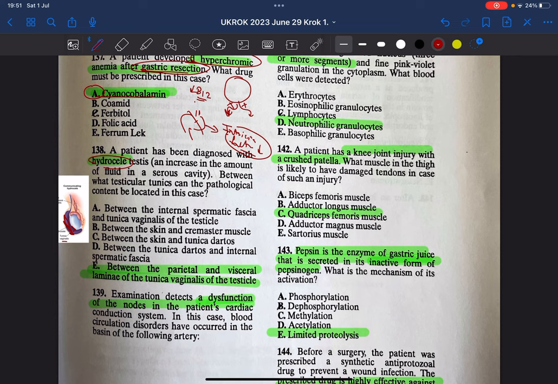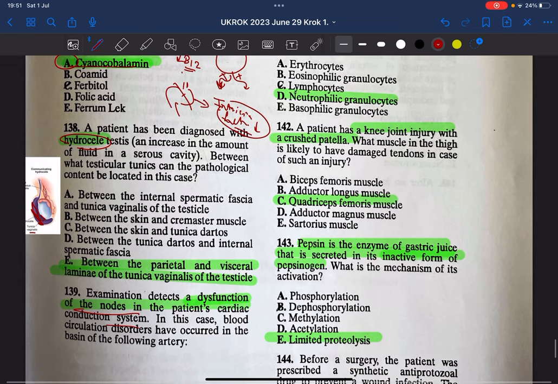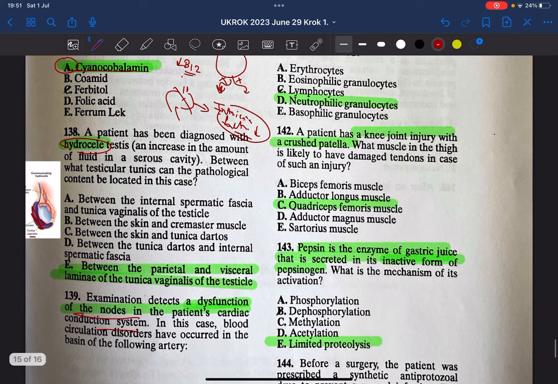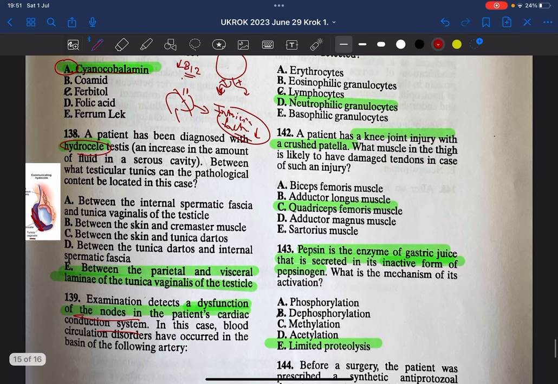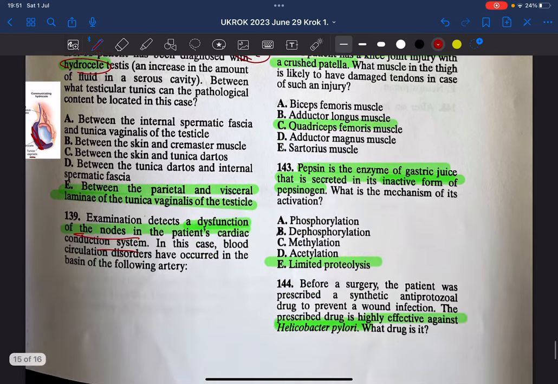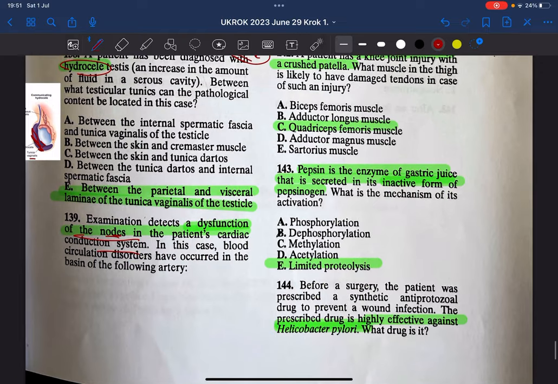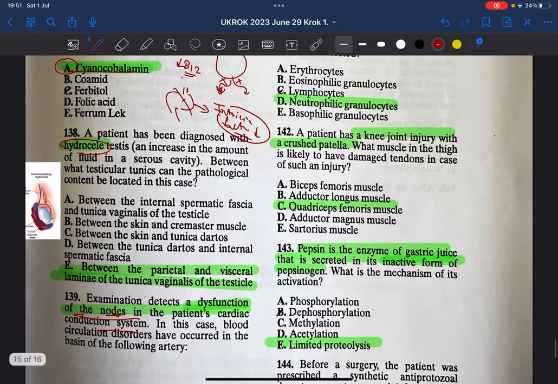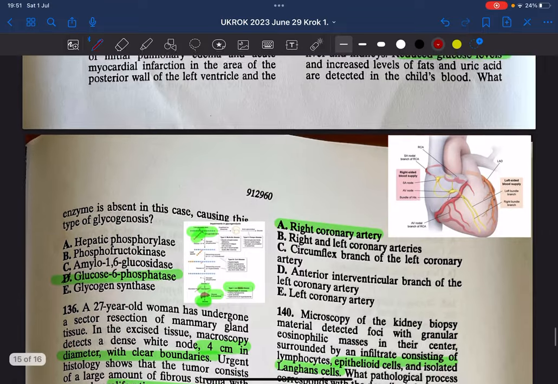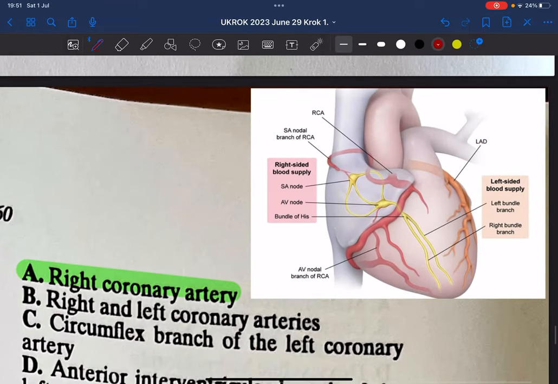Examination detects a dysfunction of the nodes in the patient's cardiac conduction system. In this case, blood circulation has occurred on the basis of the following artery. So, dysfunction of the nodes in the heart, like the atrioventricular node and sinoatrial node. According to this picture, the sinoatrial node and atrioventricular node are supplied by the right coronary artery.